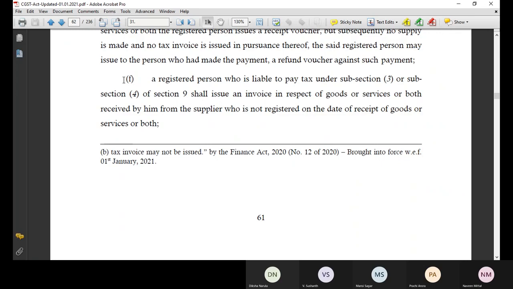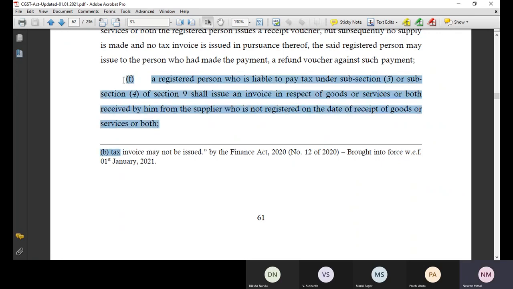Now F. Clause F is basically for reverse charge mechanism circumstances. A registered person who is liable to pay tax under subsection 3 or subsection 4 of section 9. Do you remember subsection 3 or 4 of section 9? These were reverse charge mechanism cases. Any person who is liable to pay tax under reverse charge, who is liable to pay? Supplier or the recipient? Recipient, of course. Because reverse charge is applicable when the supplier is an unregistered person and the recipient is a registered person.